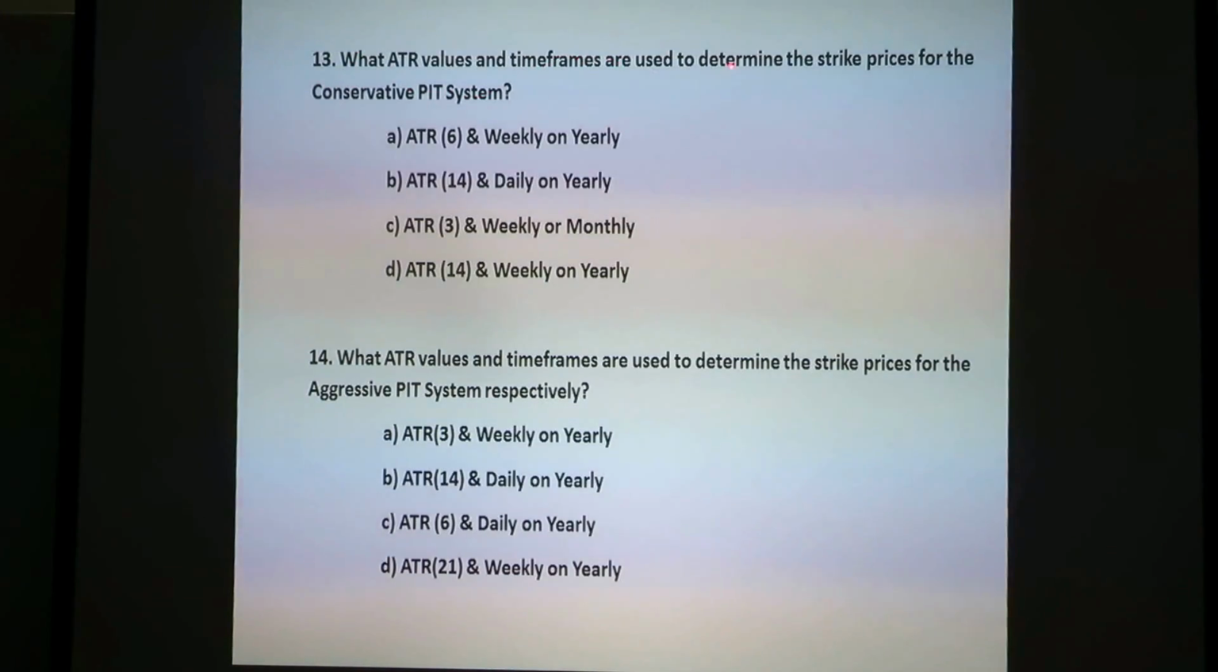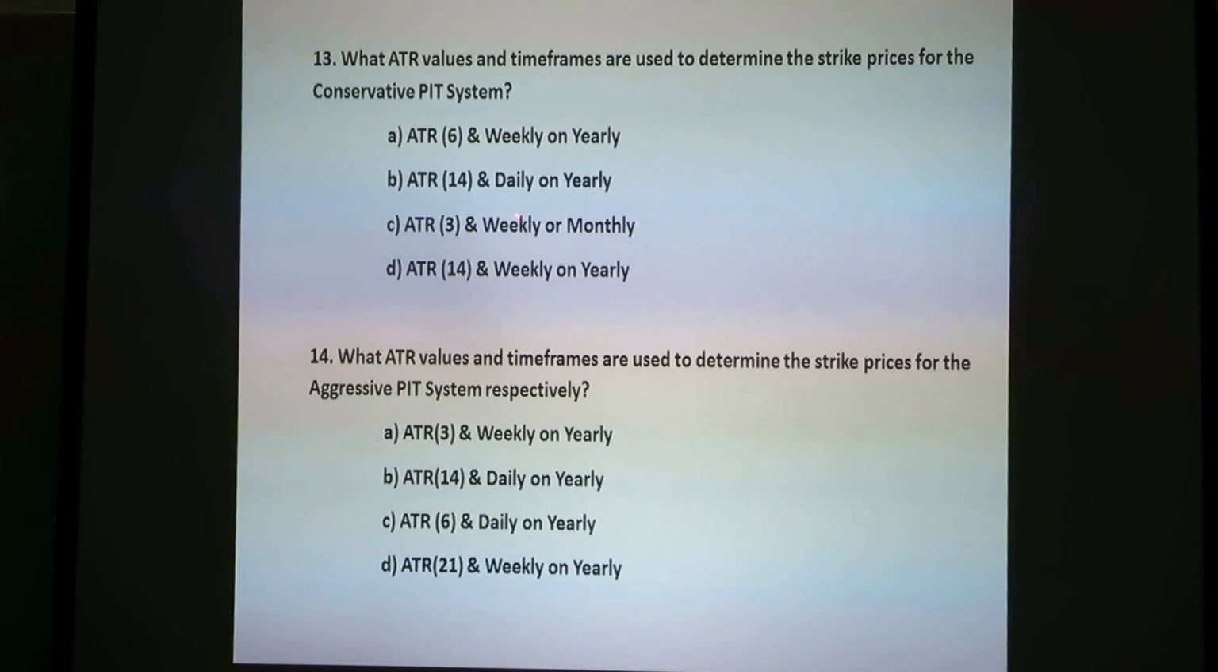So now, ATR time value determines strike price for the conservative system. For conservative, we have ATR 6 weekly on weekly candlesticks, ATR 14 daily on yearly, ATR 3 weekly on Monday candlesticks, ATR 40 weekly on yearly candlesticks. So which one are you using? Daily? I think I suggest you come back for the next refresher class again, please. No, conservative, we are looking at two only.